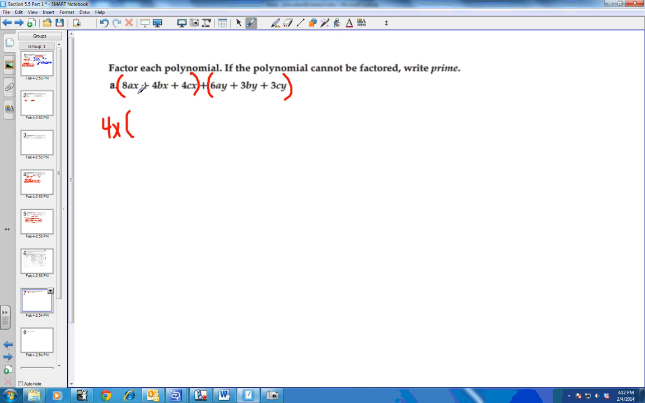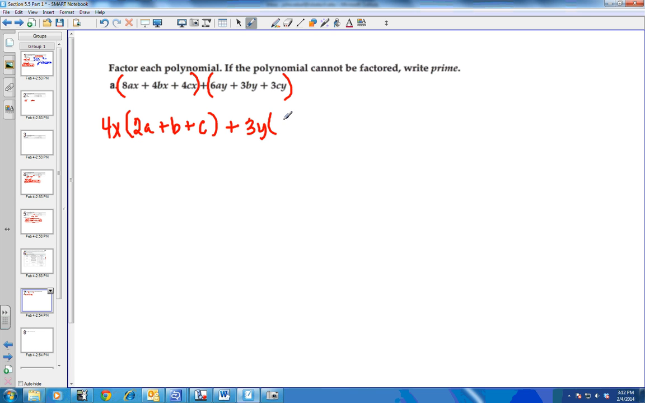Now I'm going to write down what I've left. If I factor out a 4, I'd have a 2 and I have an a left. Plus, if I factor out a 4 and this x, I would just have a b left. If I factor out a 4 and this x, I would just have a c left. Plus, now I'm going to do the same thing with this. I need to find out what can I factor out of each one of these terms. I can factor out a 3 and I can factor out a y.